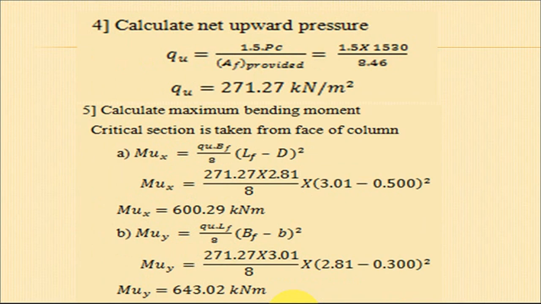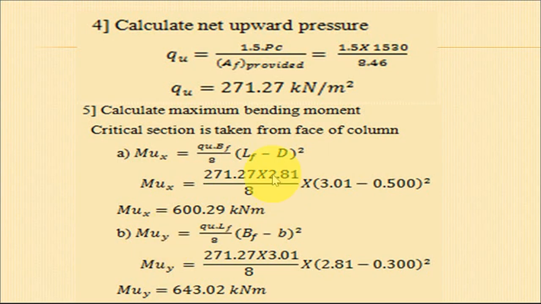Now the step number 3. Now this is the step number 4. Calculate the net upward pressure, that is Qn is equal to 1.5 Pc divided by area of footing provided. It is 271.27 kilonewton per square meter. Then calculate the maximum bending moment. For the maximum bending moment, again we have considered the critical section at the face of the column. So MUX is equal to Q into BF divided by 8 into (LF minus D) whole square. We get MUX is equal to 600.29.